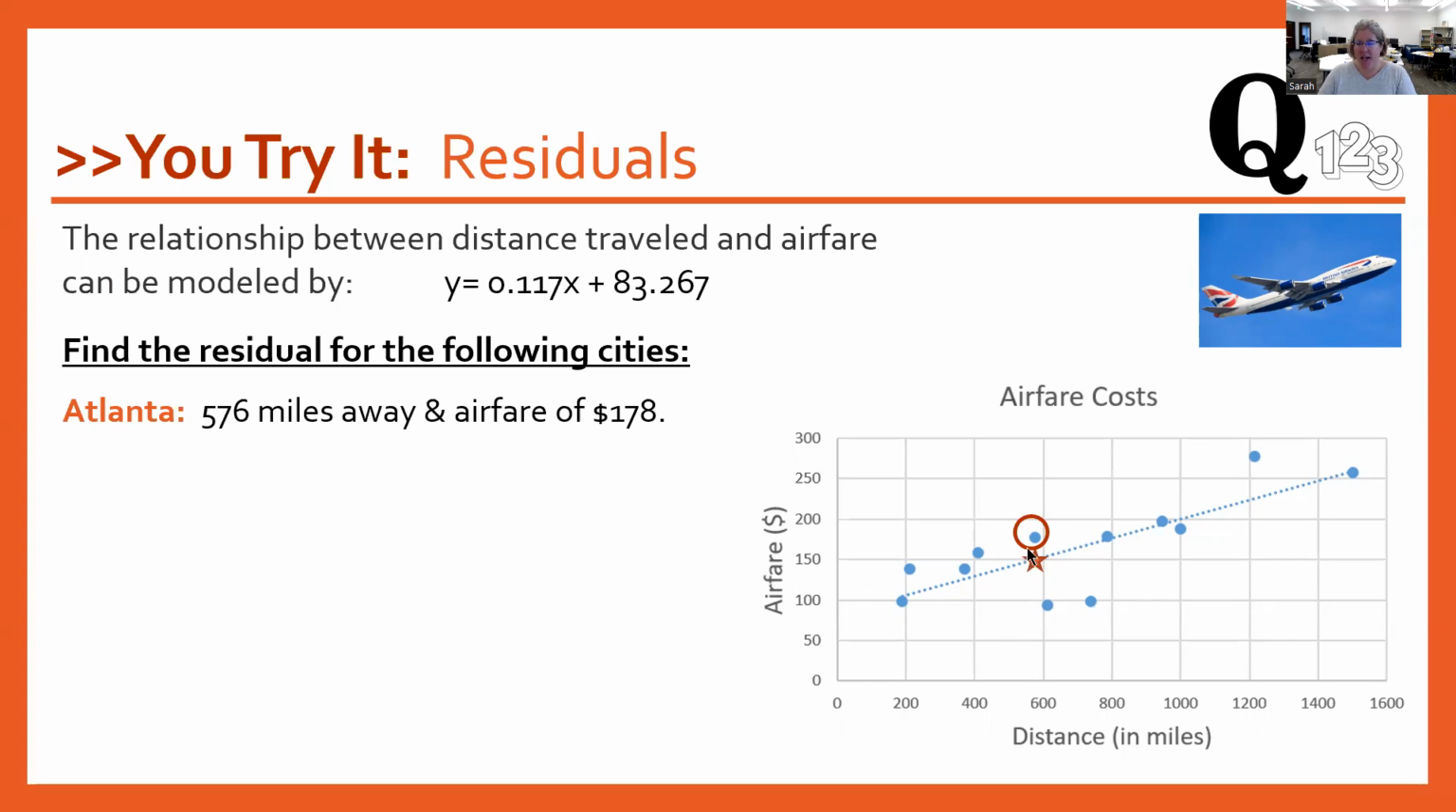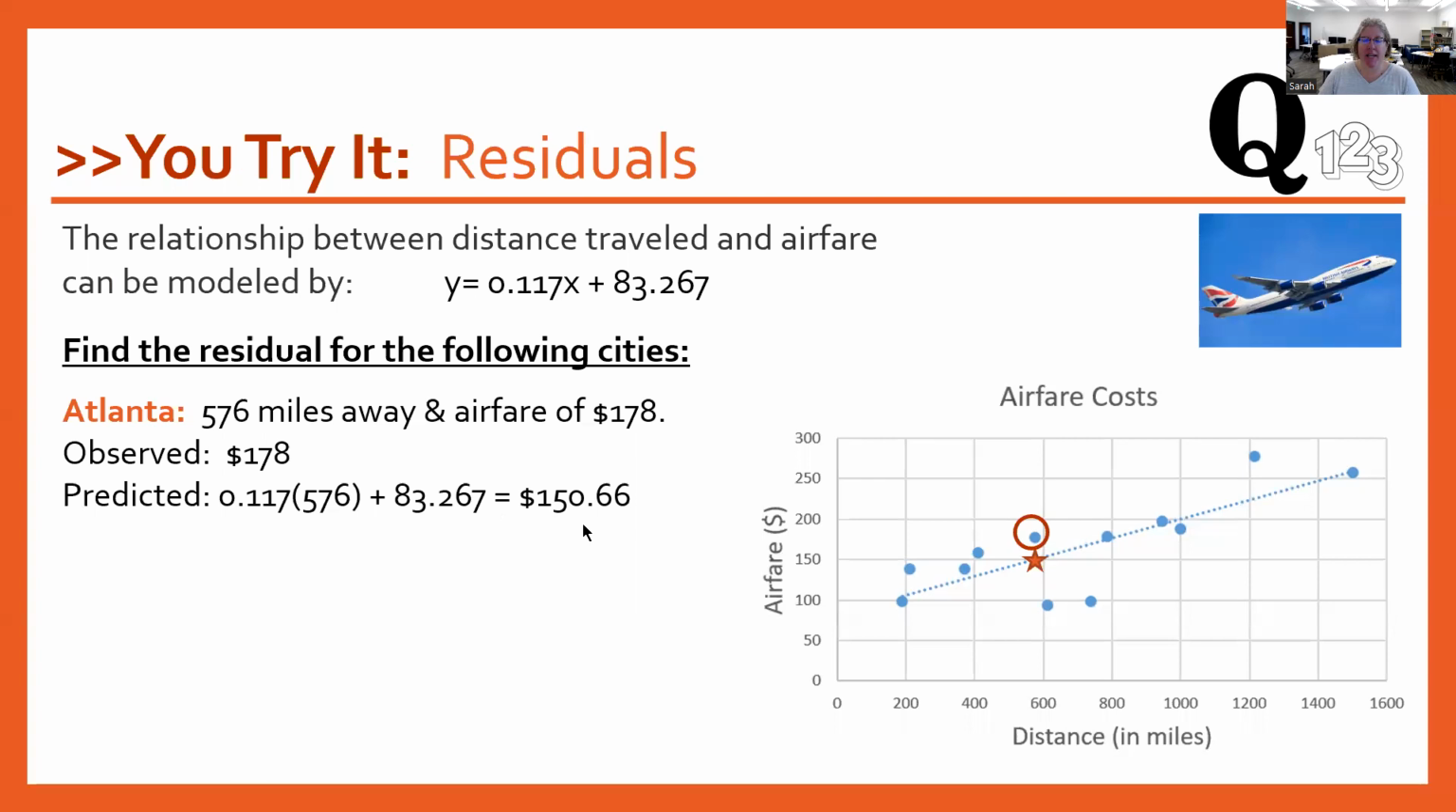So we can see here that the spot that's circled is the 178 airfare, and that's going to be our observed value of 178. And then my predicted value is where this star is at, sitting on the line. And so I would need to plug in that 576 miles into the equation to get that. So if I plug that in, it tells me that the predicted value for this flight should be about $150.66.